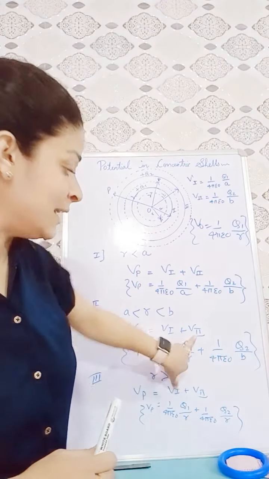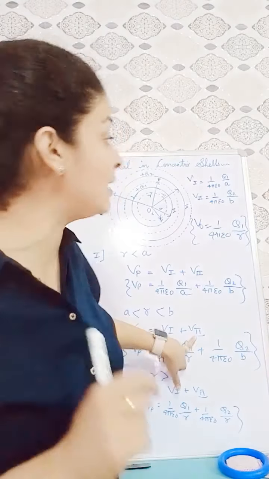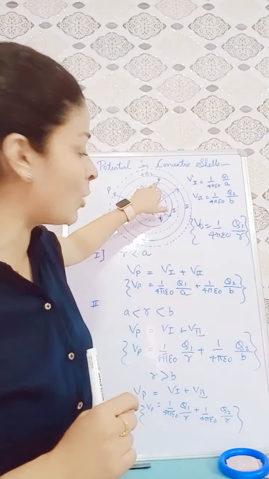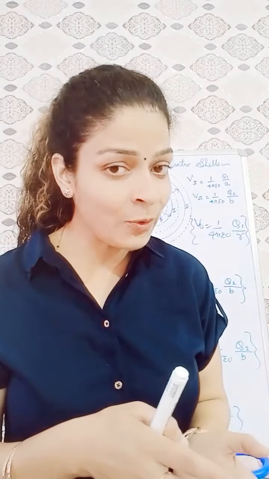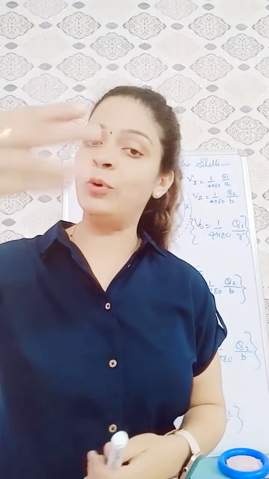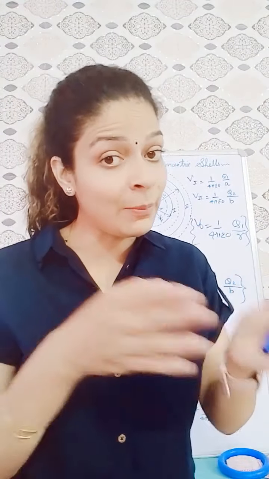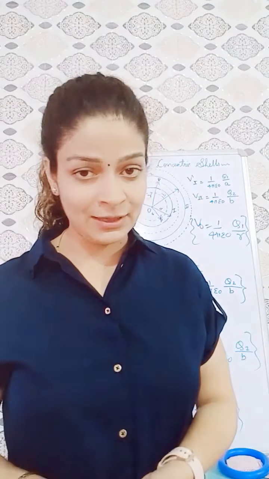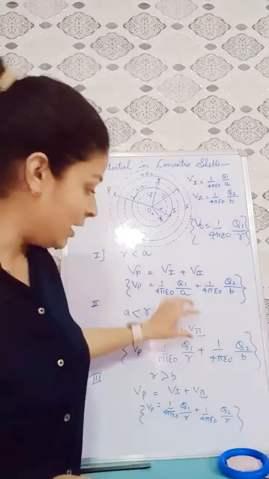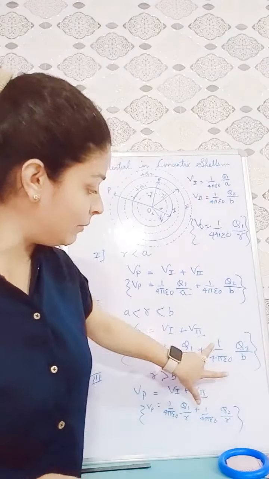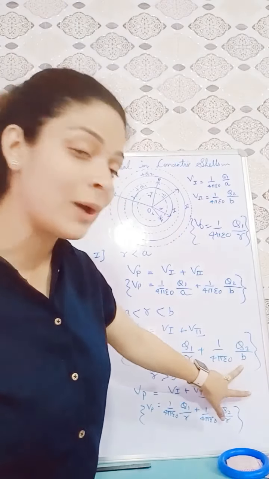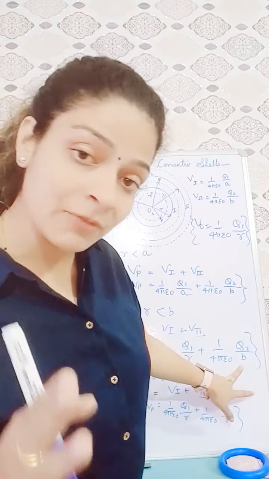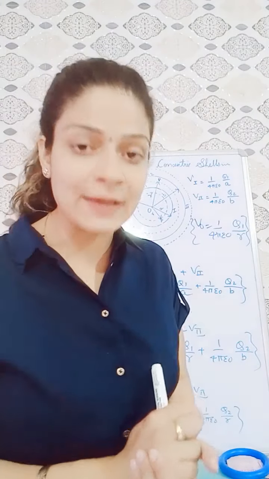Now see, let's check the potential due to the second shell. For the second shell, this point P is an inside point, and we know the concept, whatever is the potential on the surface of the shell will be the potential at any point inside the shell. So due to the shell 2, the potential will be 1 upon 4 pi epsilon naught Q2 by b, because this same potential is on its surface and the same potential will be inside too.